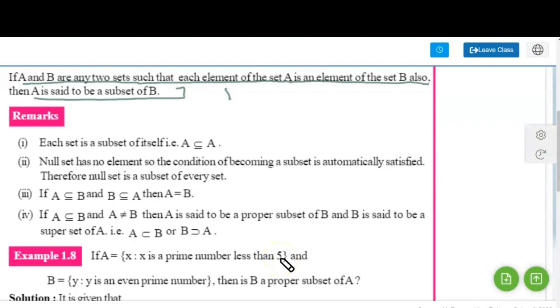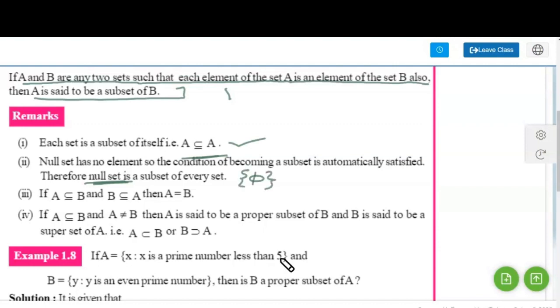First thing is each set is a subset of itself. Okay, if you take a set A, generally you can say the same set is a subset of itself. That is one property. Another one is null set has no element. So the condition of becoming a subset is automatically satisfied. Therefore, null set is a subset of every set. So if you have null set, it becomes part of every set.